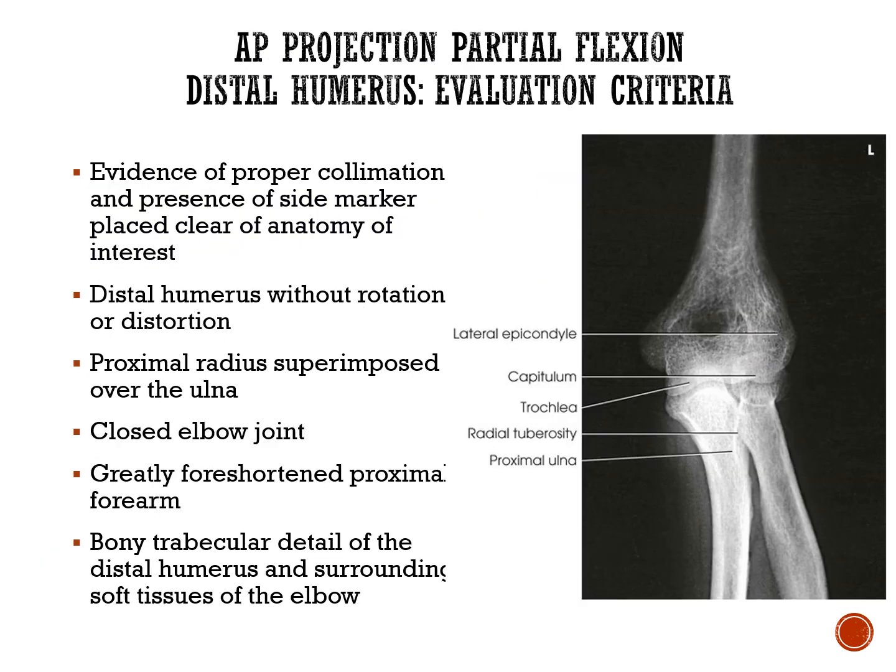We're looking here at the AP projection then of the distal humerus, the goal being without any distortion or any type of rotation. We do have a closed elbow joint because we did not completely extend the elbow.